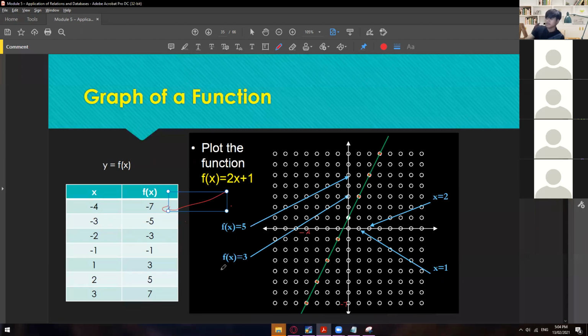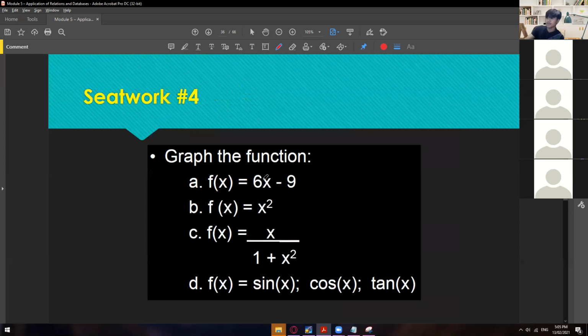Right? So did you guys get how we plotted this function 2x plus 1? This is the function 2x plus 1. Yes, sir. Right, so just simply substitute the values of your x into this function. As you may have noticed, your f of x is actually equal to y, which is your codomain.